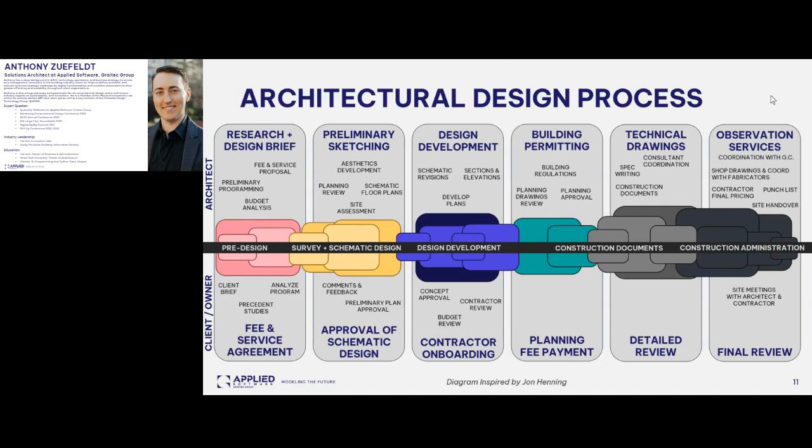We get into the preliminary sketching, which is where we get that schematic design, SD. And then we go into design development, DD, right? Building permitting and technical drawings, which spans that construction document space. And then we get into CA, construction administration, or what we might call observation services.